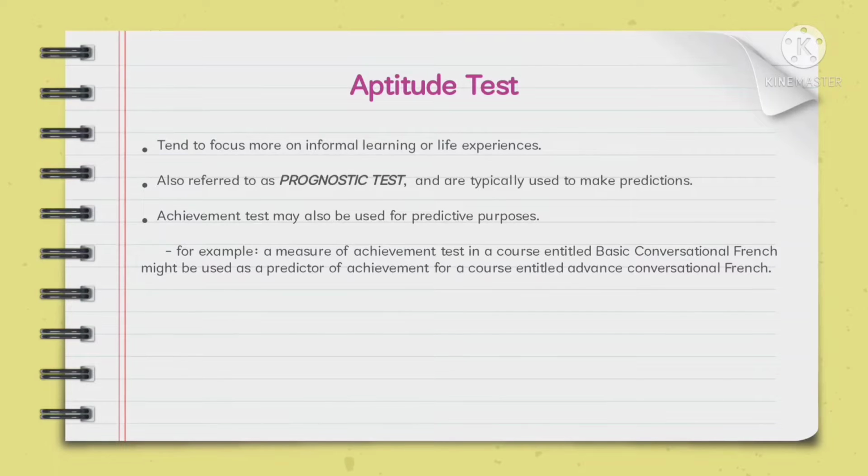And also, achievement tests may be used for predictive purposes. For example, a measure of achievement in a course entitled Basic Conversational French might be used as a predictor of achievement for a course entitled Advanced Conversational French. So, of course, once you excel in a basic subject, we can predict that you will excel in the advanced subjects.